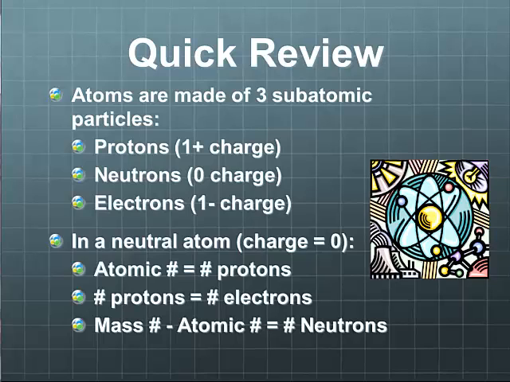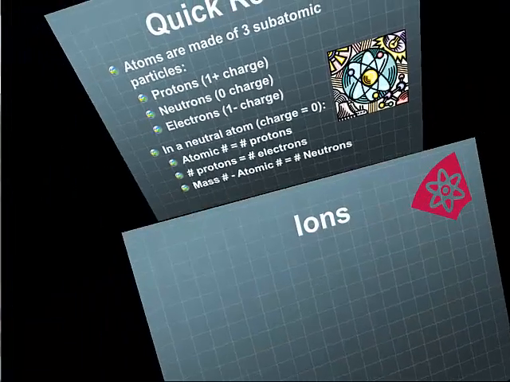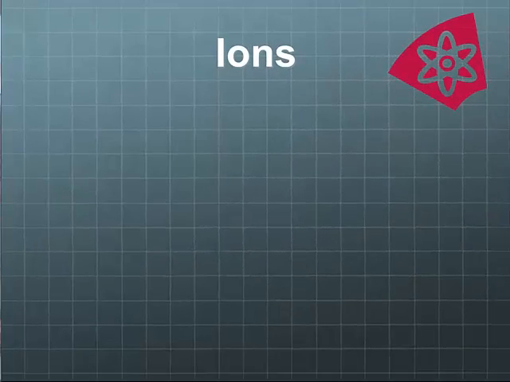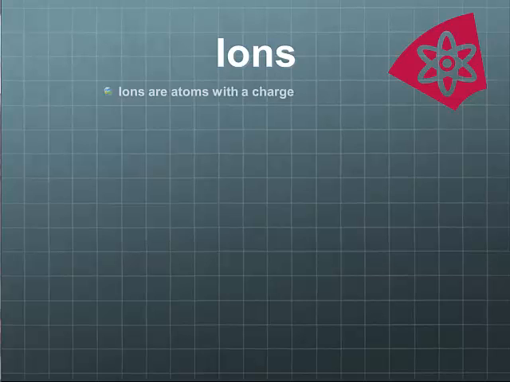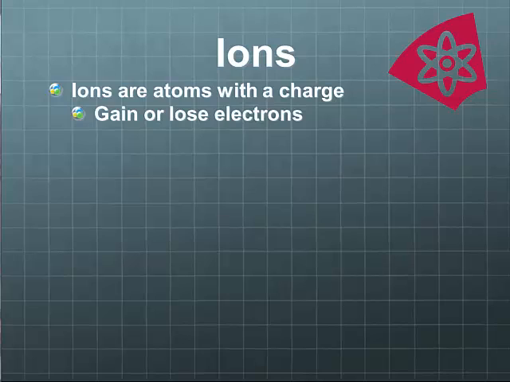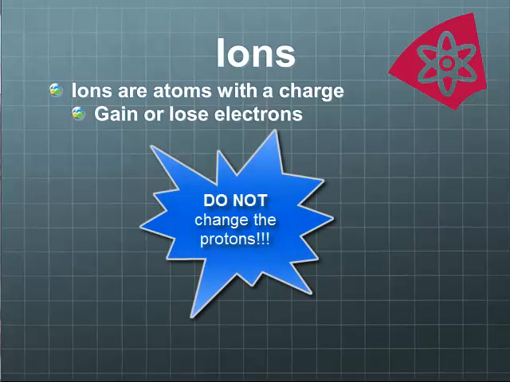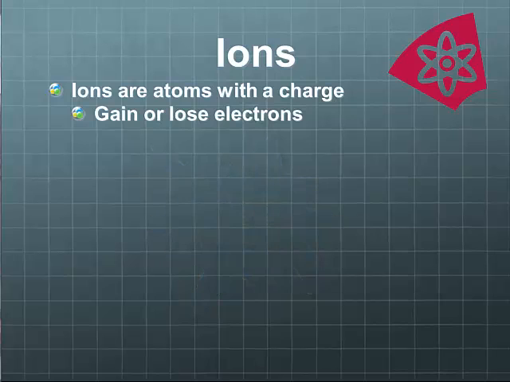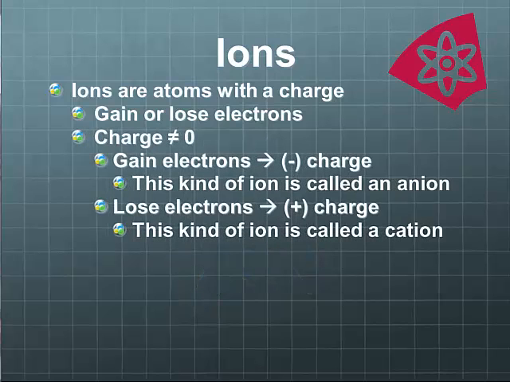But now we're going to move on to our next type of atom, and we're going to be looking at an ion. And what is an ion? It is essentially an atom with a charge. So what that means is we've gained or lost electrons to gain or lose that charge. Please keep in mind, we do not want to change the number of protons because that is unique for every element. That's the address of the element. That is its identity.